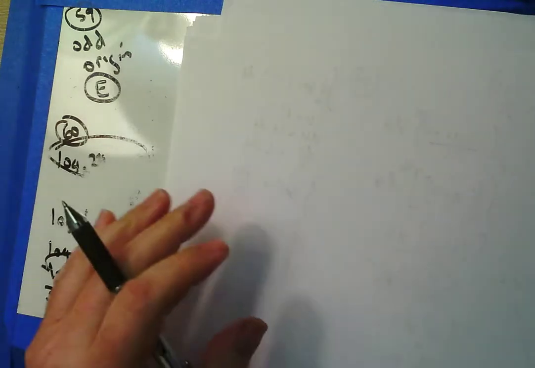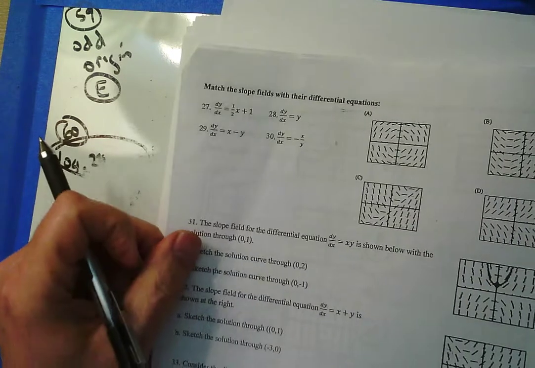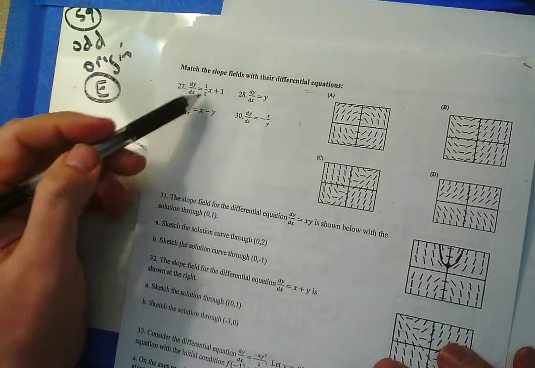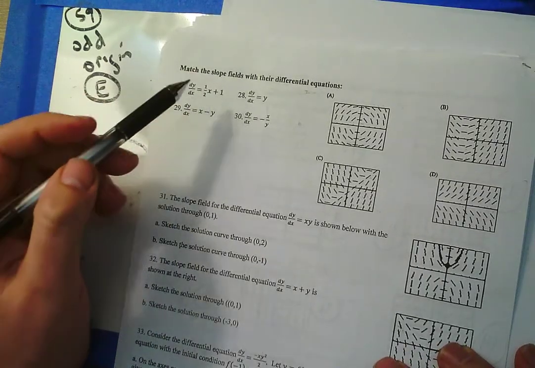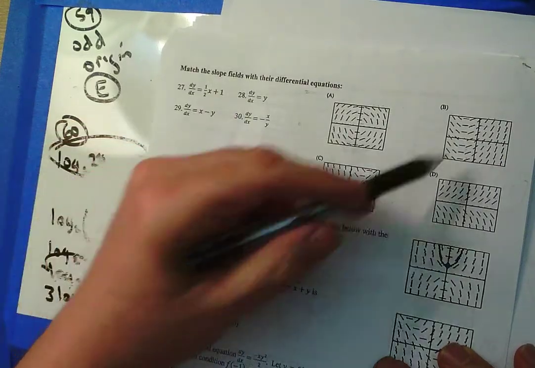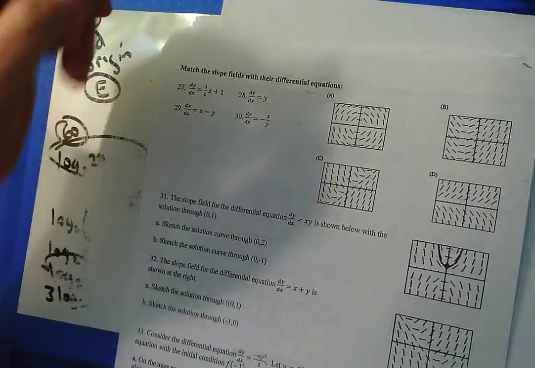Okay, last page, 27. Ooh, some more matching. Match the slope fields with the differential equations. So now they've given me the differential equations. They want to know which of these makes which of these maps.